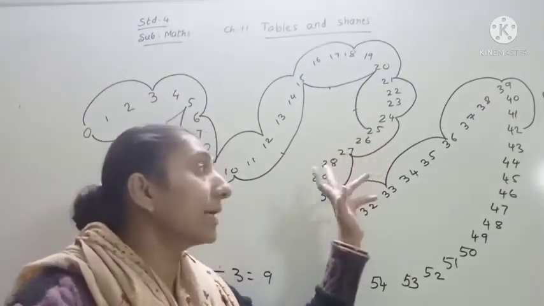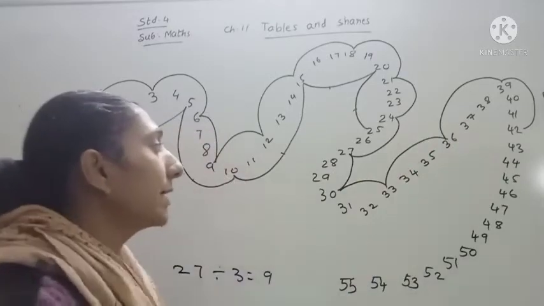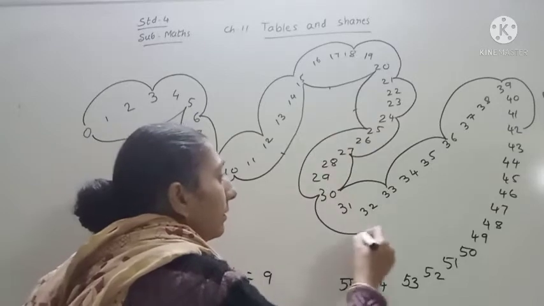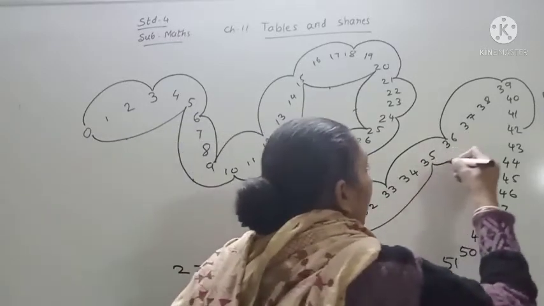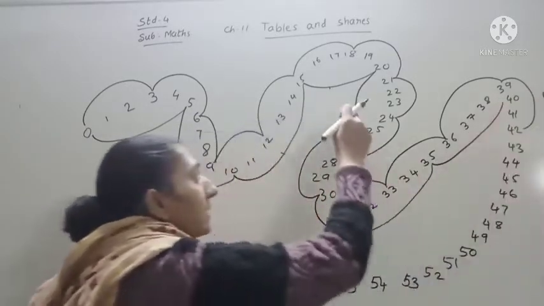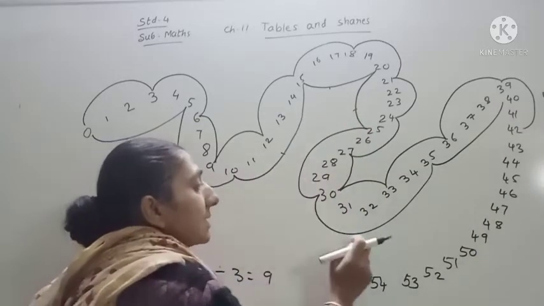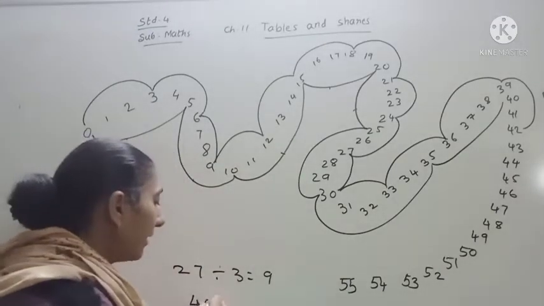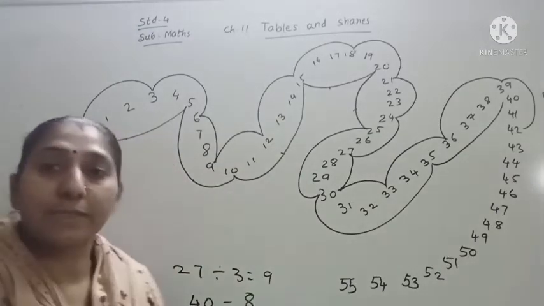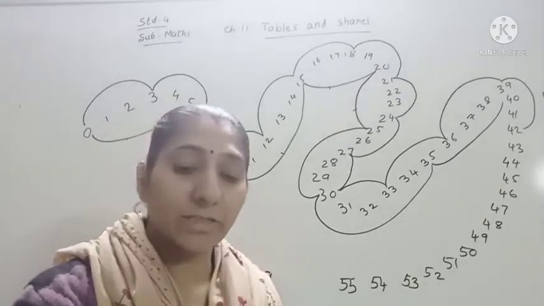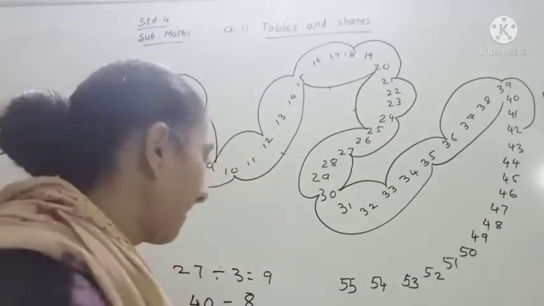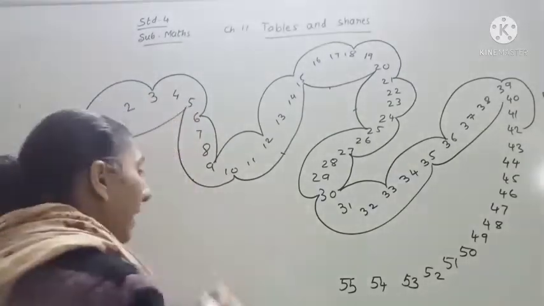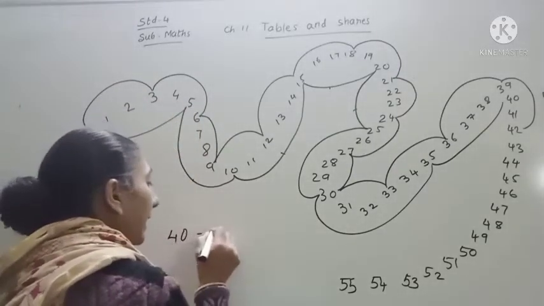So how many jumps when he reaches 40? So let us calculate to 40. 30, 35, 40. So how many jumps till here? 5, 6, 7, 8. So to reach 40, he will need 8 jumps.